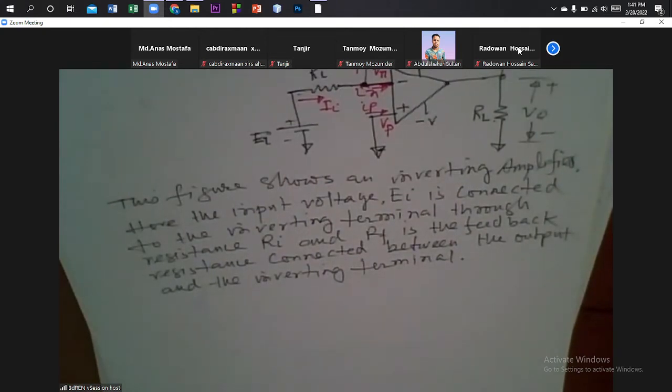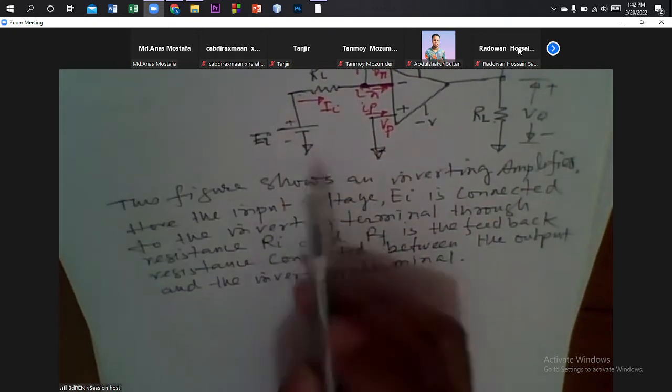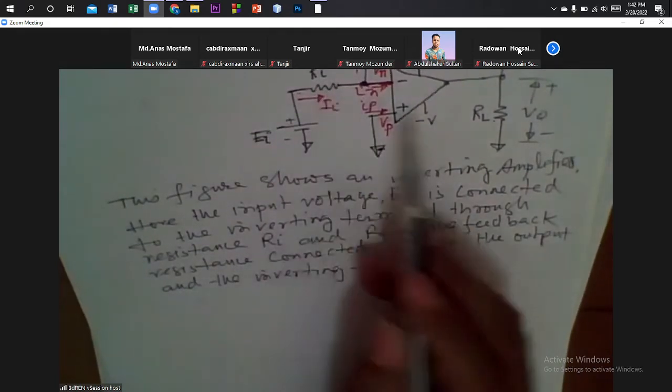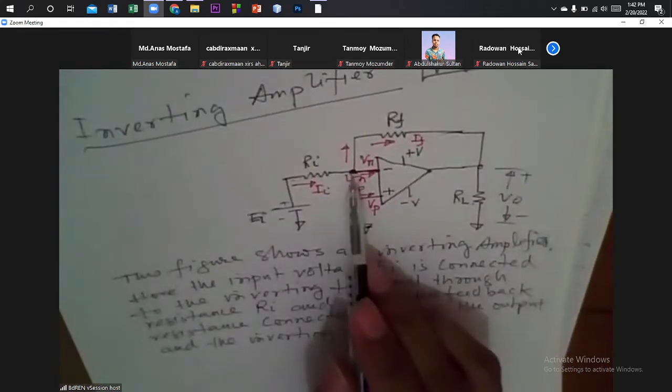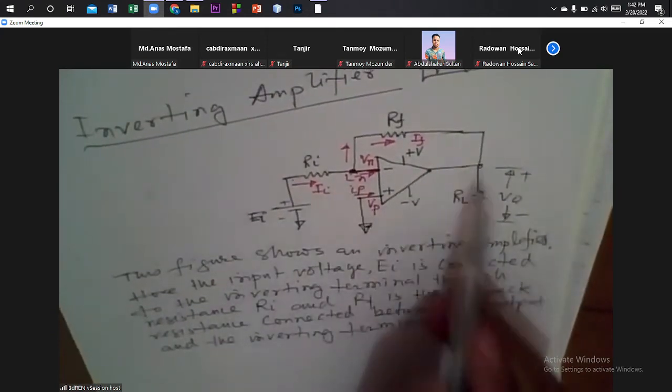Write it down. That's what we see, we have written here. We know what is the output terminal, we know which one is the inverting terminal. So feedback resistance is connected between the output terminal and inverting terminal, between these two terminals. And input voltage is connected to the inverting terminal through resistance Ri. We see in the figure. EI is connected to the inverting terminal through Ri, and RF is connected between the inverting terminal and output terminal. Clear?